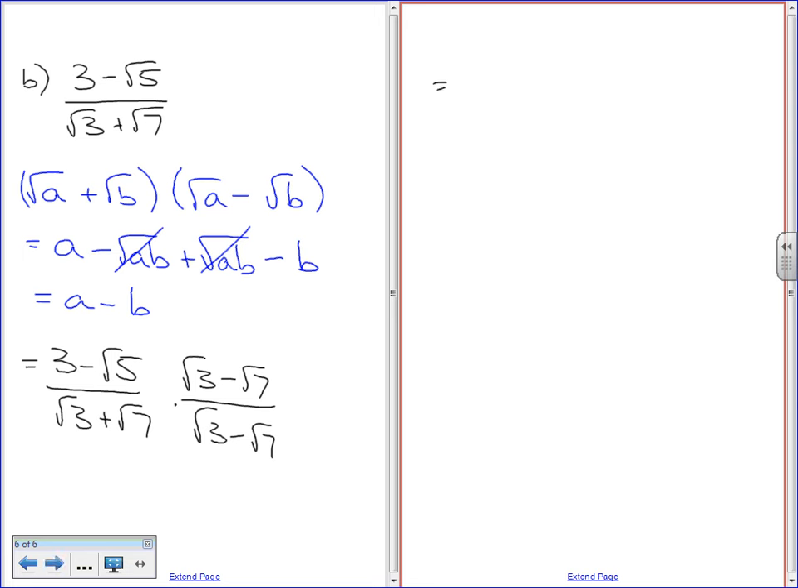On the top, we're FOILing out, right? So this is in brackets, this is in brackets. 3 times the square root of 3 is 3 root 3. 3 times negative root 7 is negative 3 root 7. Negative root 5 times root 3 is negative root 15. And negative square root of 5 times negative square root of 7 is the square root of 35. Make sense?